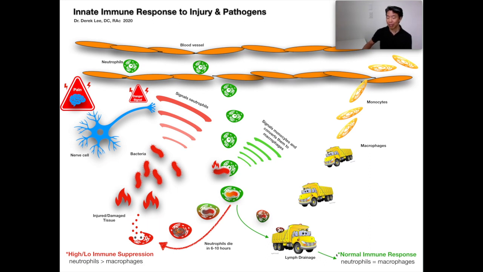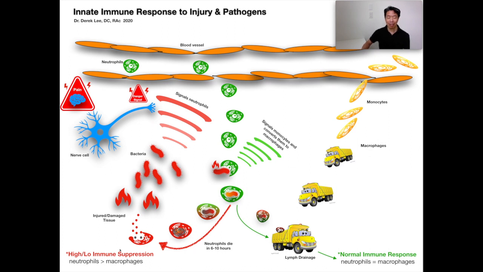It's important to note here that this is the normal immune response, where the number of neutrophils, the green guys, is equal to the number of dump trucks. It's a 1-on-1 ratio. Alternatively, what can happen is that if there are too many neutrophils and not enough dump trucks, then go to the left. These neutrophils will die in 6 to 10 hours if they're not removed. So if the contents are still hanging around, they'll eventually explode and release very harsh toxins into the surrounding tissues, which turbocharges this whole reaction and sets it off.